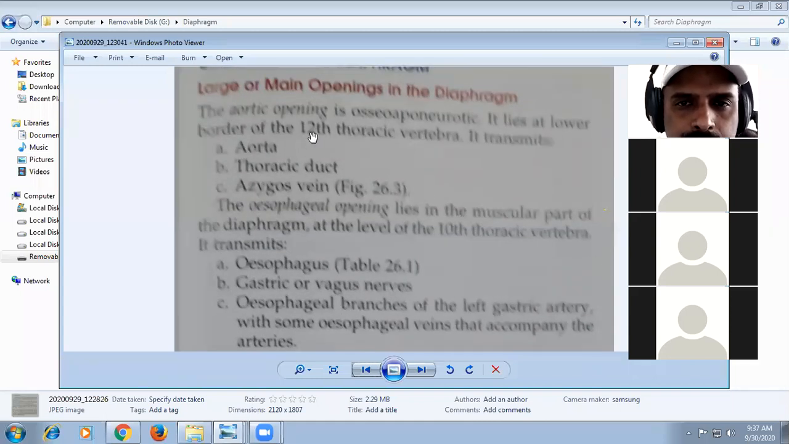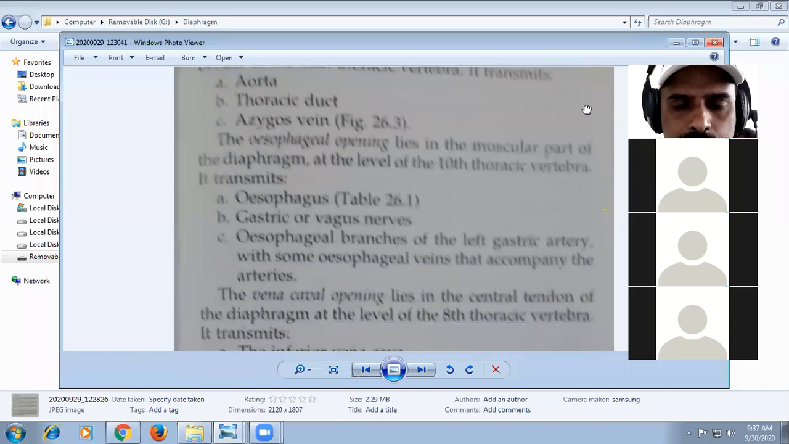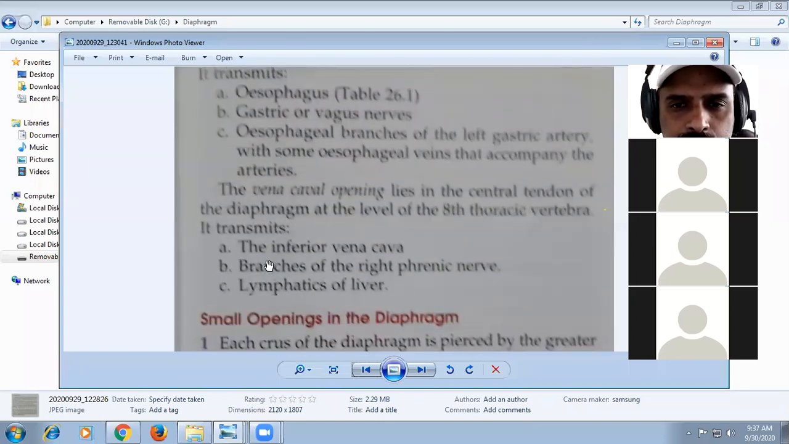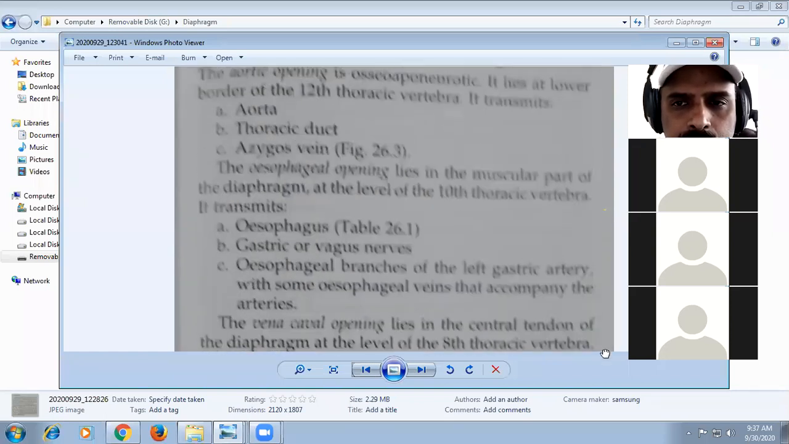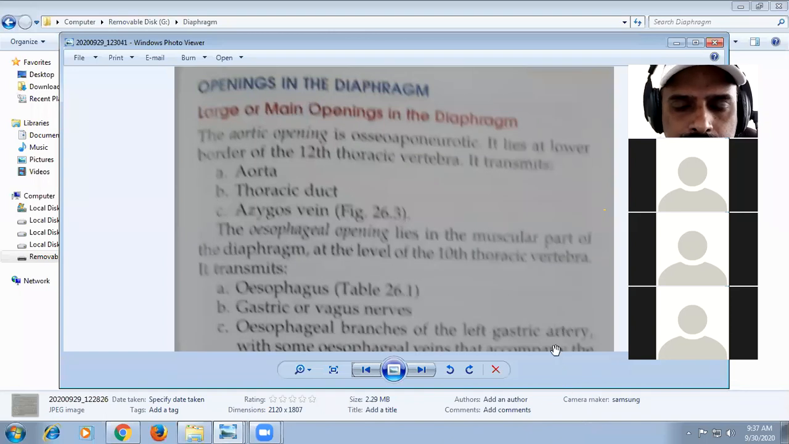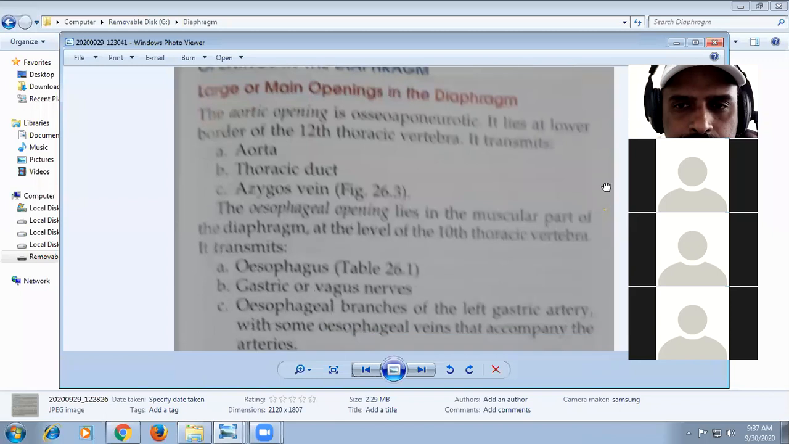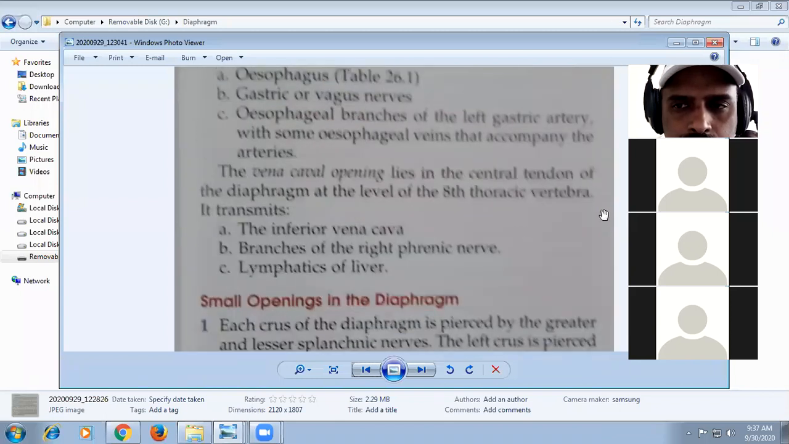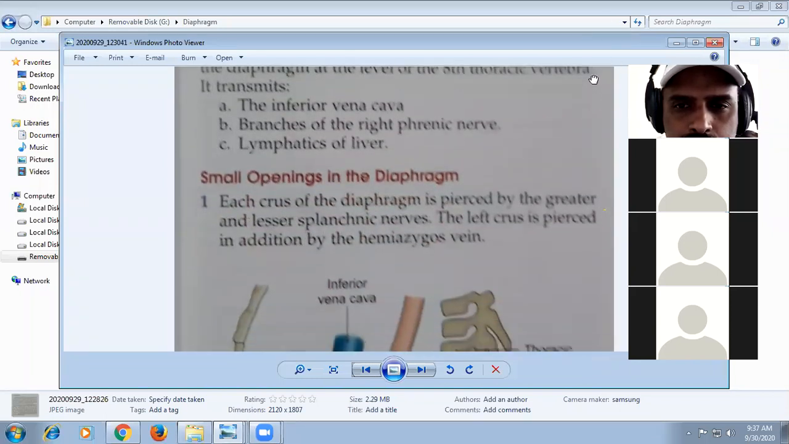Aortic opening is at the level of the 12th thoracic vertebra, that is a very important level, and esophageal at the 10th thoracic vertebra, a level you have to remember. Then you are going to remember inferior vena cava, that is the 8th thoracic. Means what? 8, then 10th, and we are going to get 12. So you can remember it the reverse way, that is very important. So this is all about the larger openings.